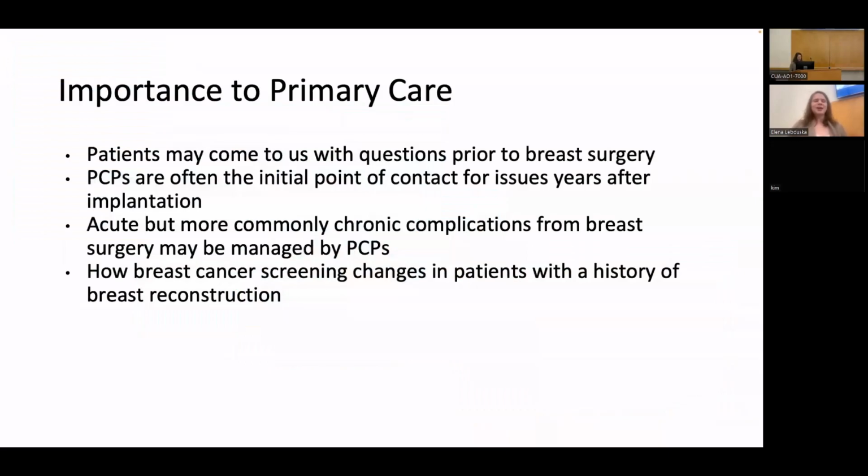So why should we care about breast reconstruction in primary care? Patients may come to us with questions prior to breast surgery if they're thinking about this. We're usually the initial point of contact for issues years after surgery. Acute issues are usually managed by surgery, but then 5 years later, who's dealing with the problems? Patients are coming to see us. And how breast cancer screening changes in patients with breast reconstruction is important to note, so we're ordering the proper screening for our patients.